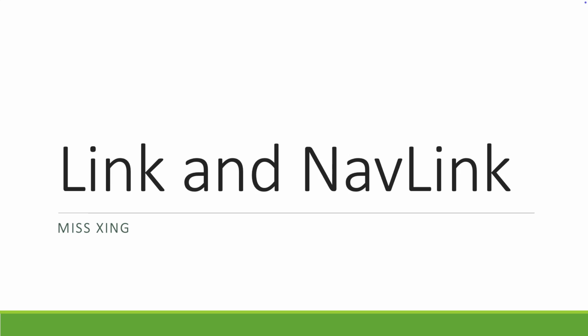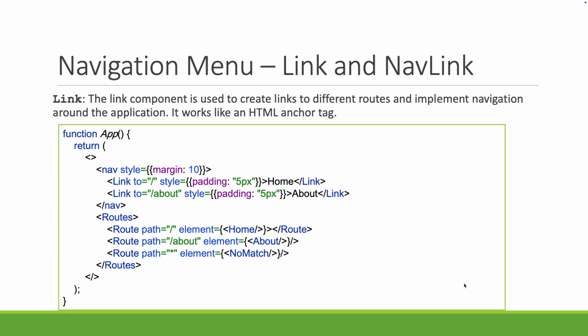In this video, I'm going to cover Link and NavLink. In the previous demo, when we wanted to change to another page, we had to manually change the URL in the address bar. Now, if we want to click links, like clicking home to go to the home page, or clicking about to go to the about page, how would we do that? There are two solutions. One is using Link. The other is using NavLink.